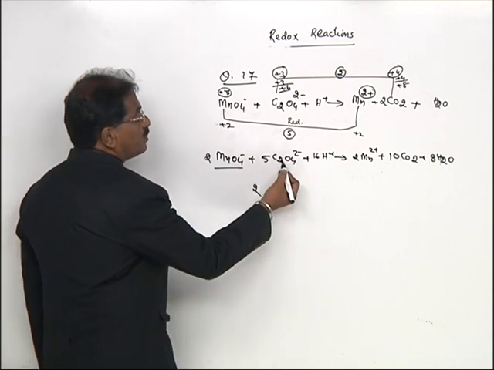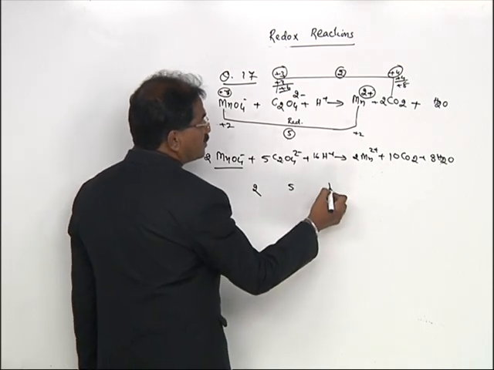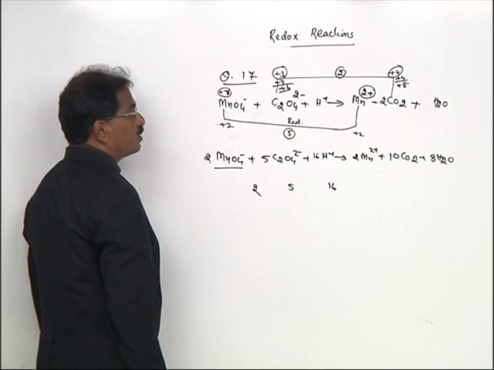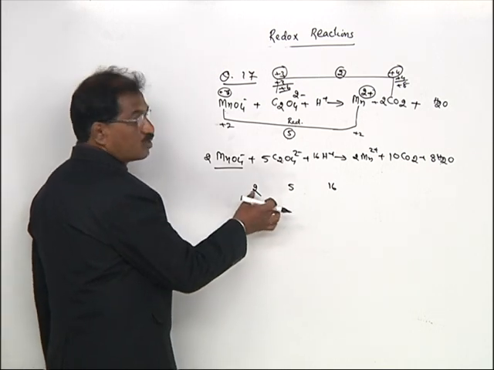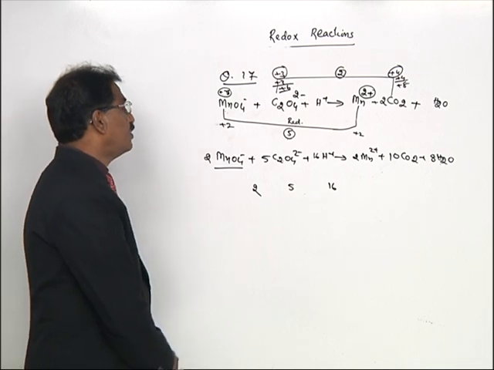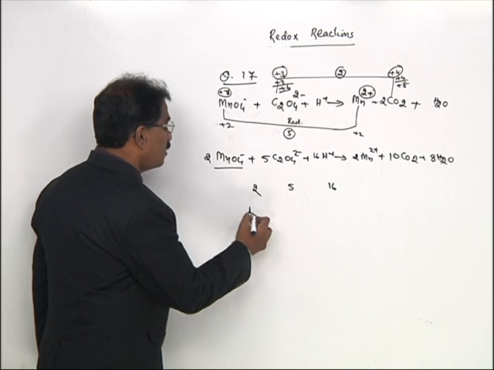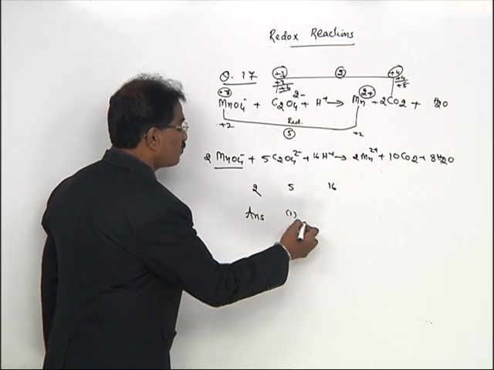For oxalate, the stoichiometric coefficient is 5. For H plus ions, the stoichiometric coefficient is 16. Therefore, the stoichiometric coefficients are 2, 5, 16. Now identify the option where these 2, 5, 16 are shown. In the first option only, these 3 values are shown. Therefore, answer is 1.